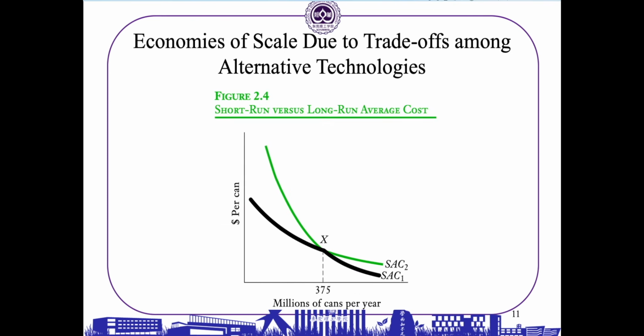Figure 2.4 illustrates the distinction between long-run and short-run economies of scale. Both SAC1 and SAC2 exhibit economies of scale. The slope of the average cost curve is downward sloping. These are short-run economies of scale. And the black lower envelope curve of the two SACs is the long-run average cost curve. This black curve is also downward sloping, which is long-run economies of scale.